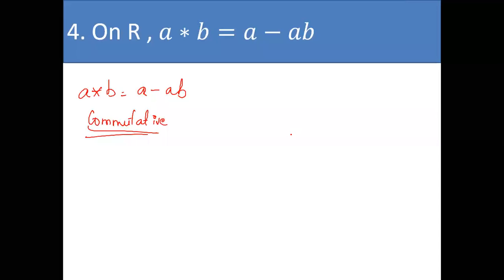Okay, so for commutative, what do we have to check? We have to check for A star B and we have to check for B star A. Suppose both answers are equal, then we say that the given operation is commutative. If not, it is not commutative. Okay, so we'll do that. So what is A star B? Check whether this particular operation is commutative or not.